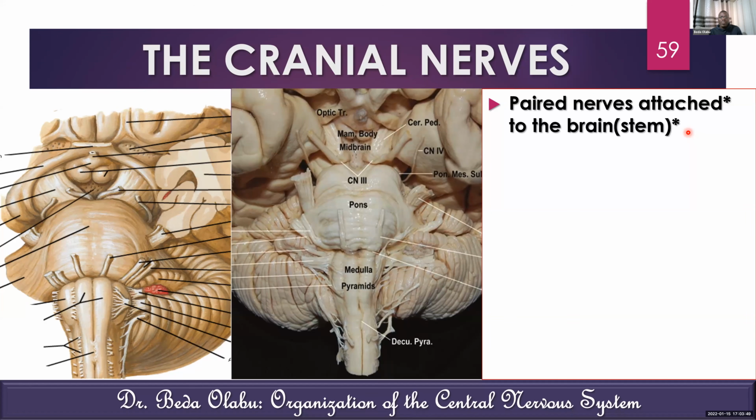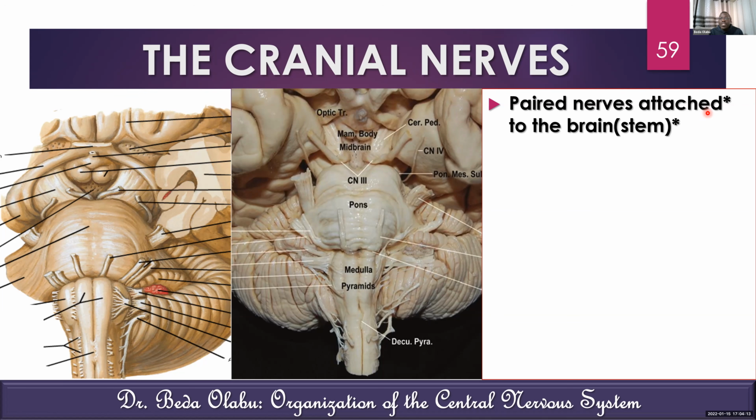Remember, nerves can be classified as either cranial or spinal. The ones that arise or are attached to the brain are called cranial nerves, and the ones that are attached to the spinal cord are called spinal nerves. Remember that the spinal nerves were really many, 31 pairs of them. Cranial nerves are only 12 pairs.